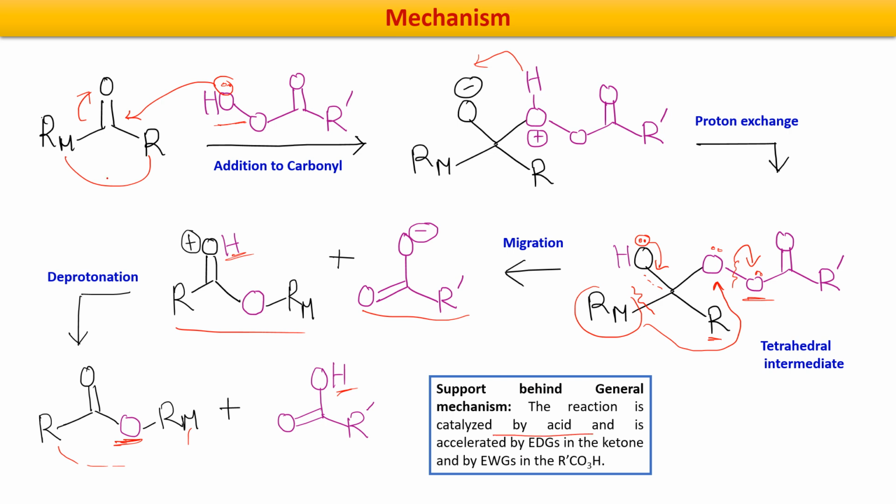Suppose in the presence of acid, this oxygen, that is our substrate, will be protonated. So this type of attack by this OH lone pair is basically a nucleophilic attack, or you can say addition to carbonyl, and that will be very facilitated, right? So it is catalyzed by acid and is accelerated by electron donating groups in the ketone.